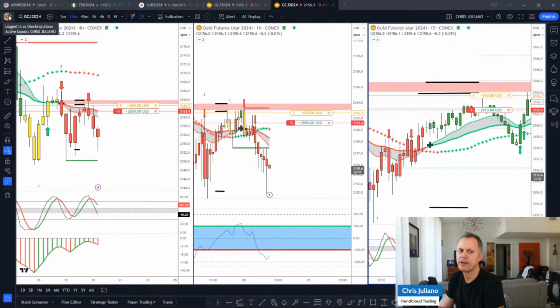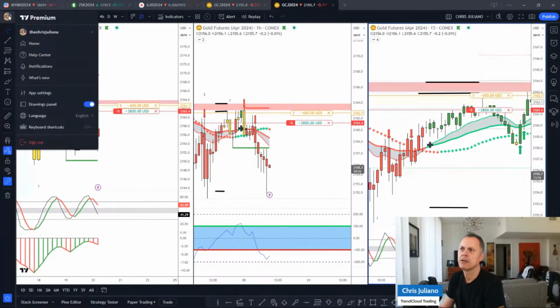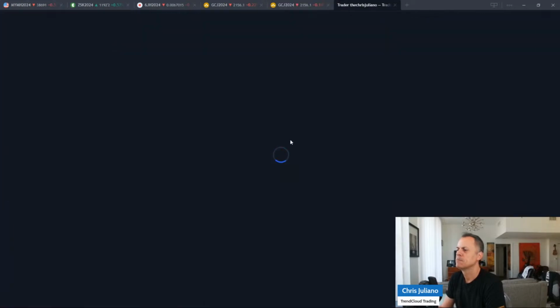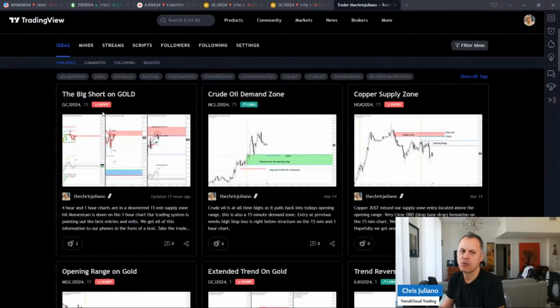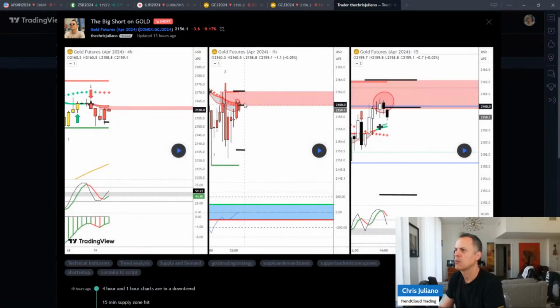If you go to my profile, right here, the big short on gold. Take a look at the big short on gold here, and you'll see where I originally got into the trade. So you can see it's all documented here. Got into the trade here.